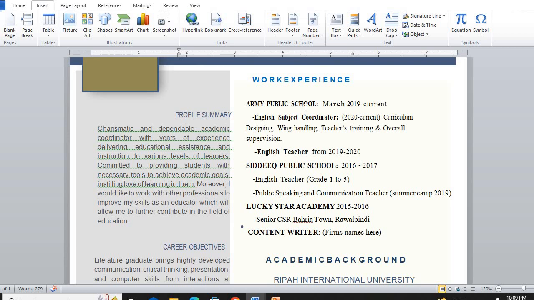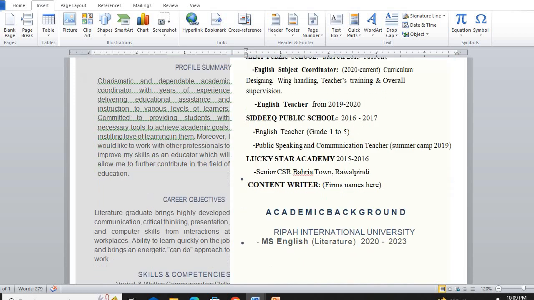Here we are starting with Army Public School, means the current one. And then here it's also written subject coordinator and English teacher. Then Sadiq Public School, then again for which years it's written here, and classes as well. Lucky Star Academy 2015 till 2016. And then content writer, you can write the firms.